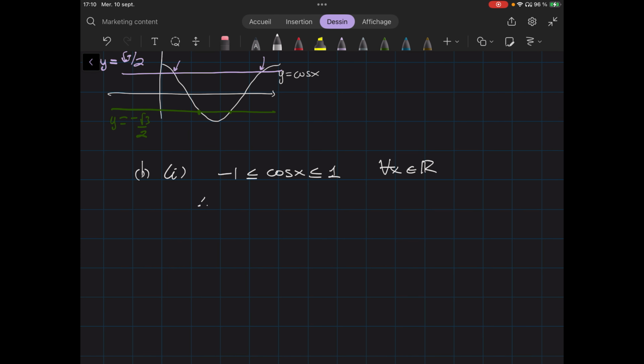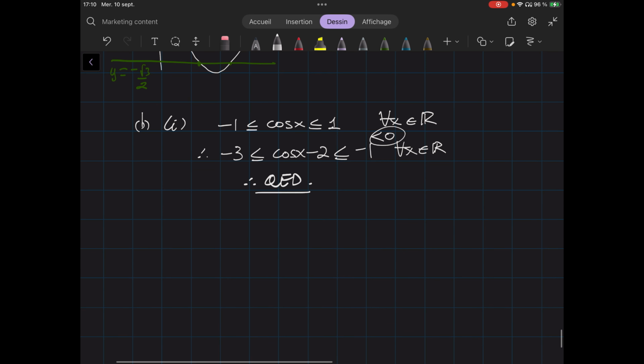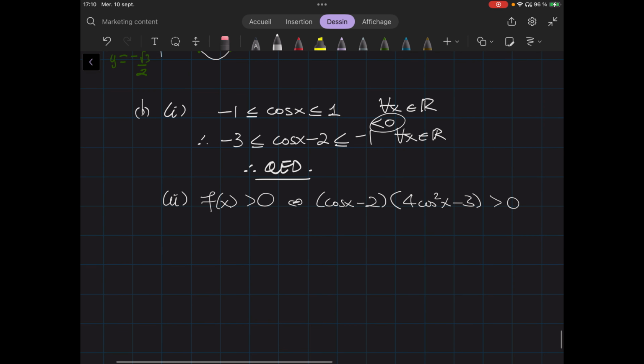Therefore, negative 3 is less than or equal to cos x minus 2, less than or equal to negative 1, for all real x. And this is less than 0. Therefore, we have just proved the inequality. Now we want to solve the inequality f of x greater than 0. This is true if cos of x minus 2 times 4 cos squared minus 3 is positive.